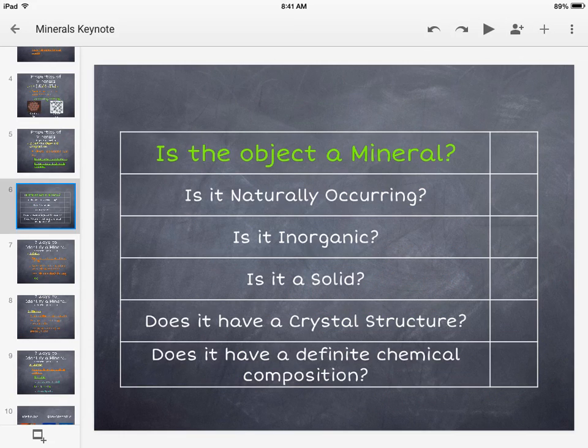So now, if you have a mineral, you can ask 5 questions here that you should be able to check off each one of these boxes, and if it meets all of those 5, then you have yourself a mineral. Naturally occurring, inorganic, solid, has a crystal structure, and a definite chemical composition. Check, check, check, check, check.